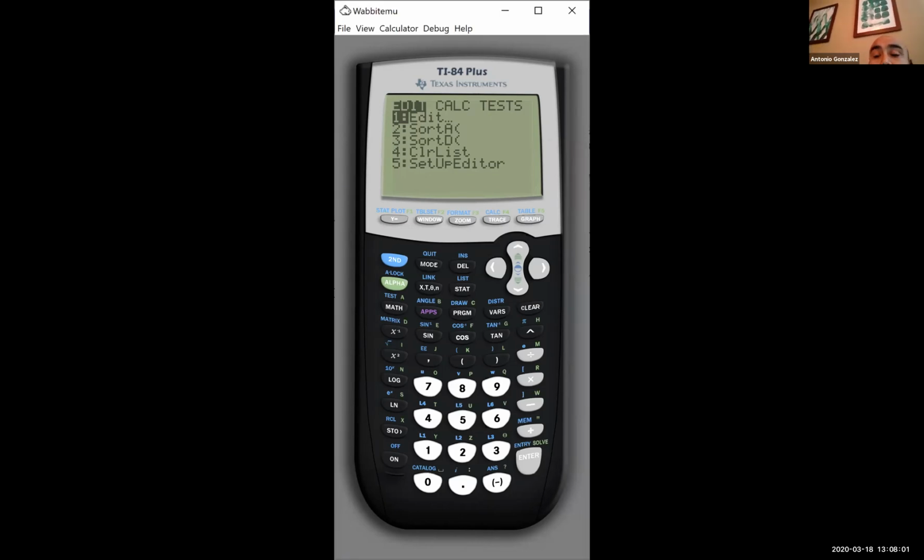All right, and what you'll see is a menu like this. You want to go to Edit, and you can click 1, and then it'll take you to this menu here. What you see here is L1, L2, L3. So it's a menu where you can input lists. I've already filled it out, but if you look here, this is all our data.